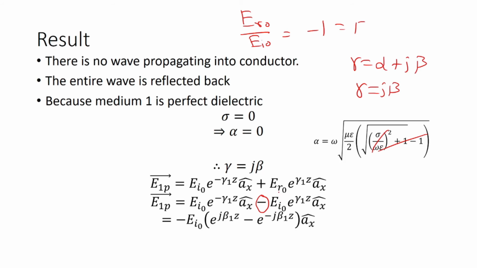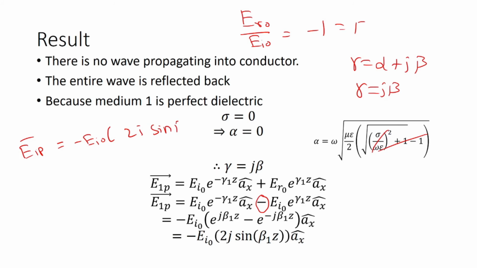And gamma is equal to j beta 1. And exponential of j beta 1z minus exponential of minus j beta 1z is equal to 2j sin beta 1z. So the value of the phasor inside medium 1 is E1 P bar equals minus EI naught times 2j sin beta 1z in the direction of ax cap. This is the phasor of electric field intensity inside medium 1.